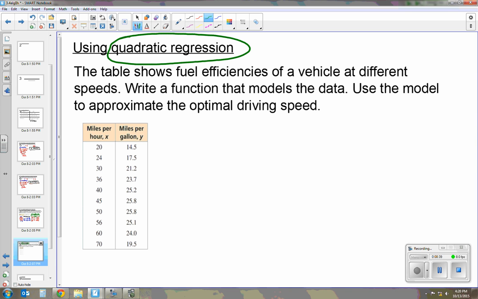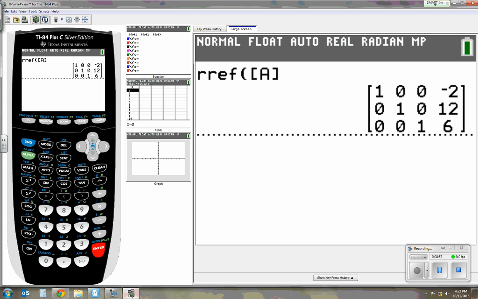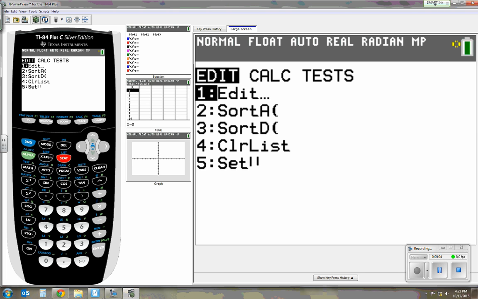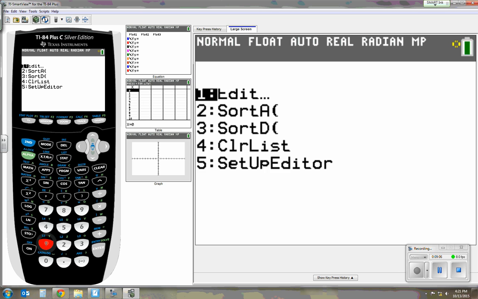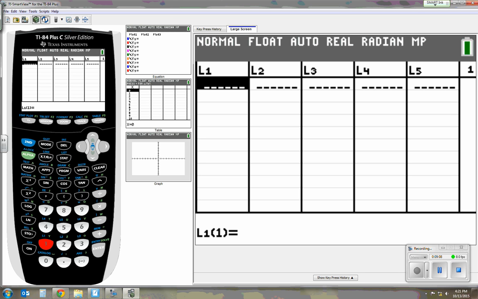So it says, the table shows fuel efficiencies of a vehicle at different speeds. Write a function that models the data. Use the model to approximate the optimal driving speed. So what we're going to do is use quadratic regression to write a function. Okay, so let's pull up our calculator. First thing we need to do is put in these values. So we're going to go to stat, edit, and we're going to put it into our table.